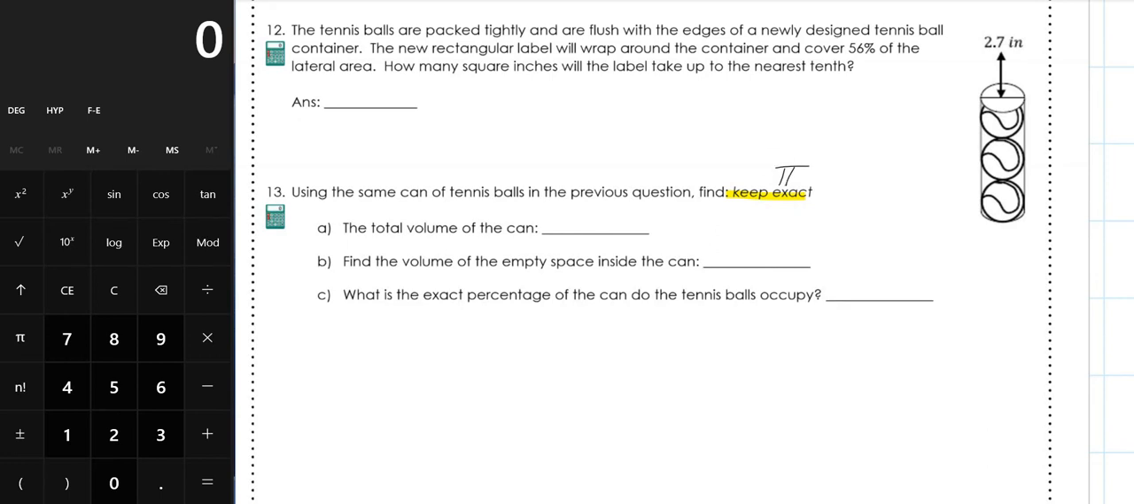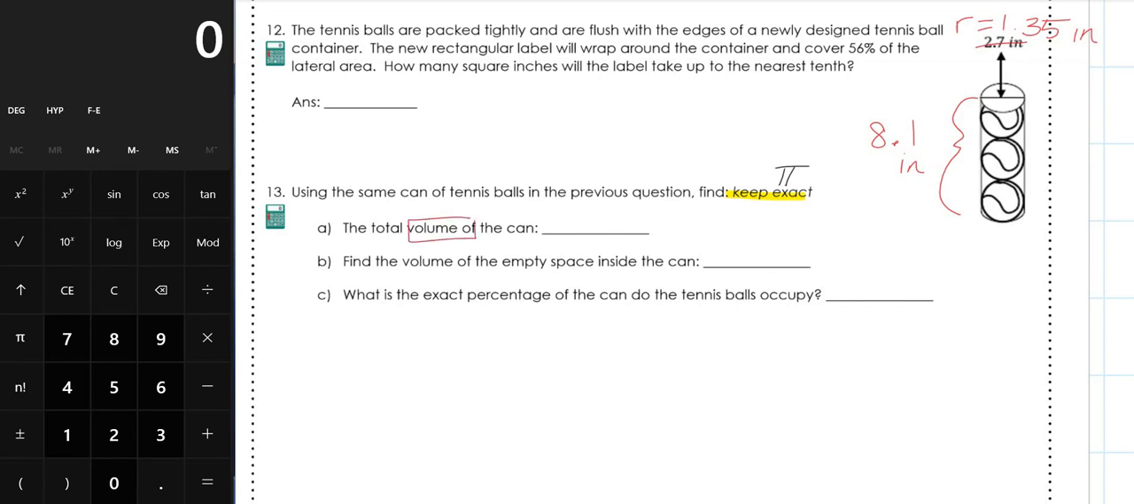Now, we're going to use the same visual from before, so we need to put in some of the information that we figured out last time. So we know that this is a radius. We're going to put our radius equals 1.35 inches. We're also going to put down that this height is 8.1 inches. And now we're set up to do the question. Okay, part A. The total volume of the can is. All right, so we're asked to find the total volume of the entire can.